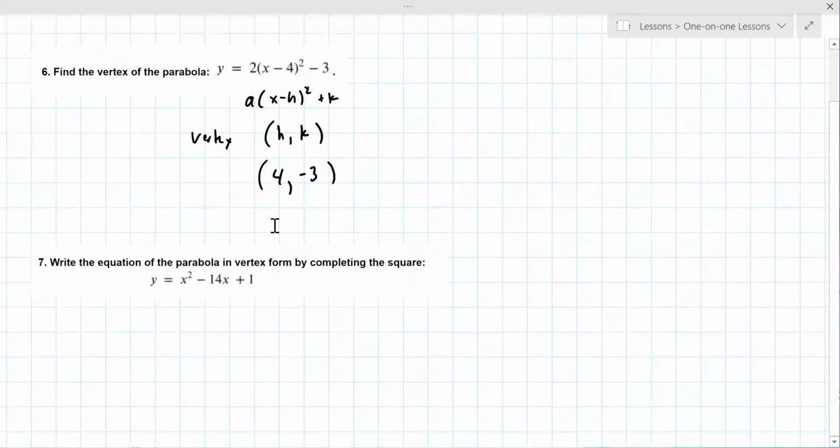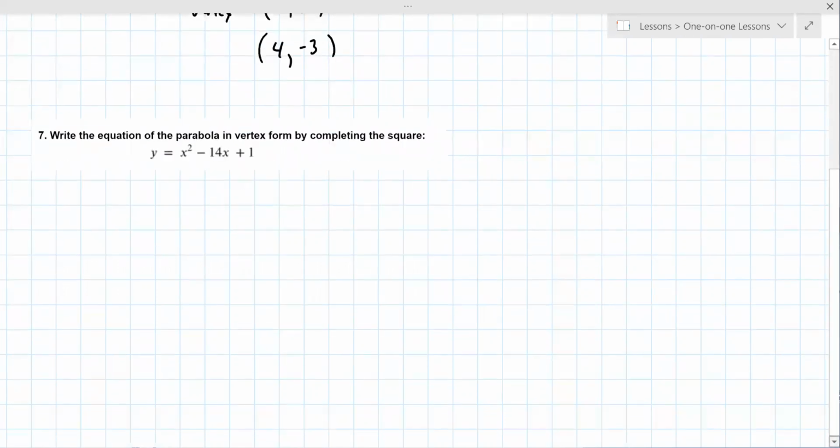Sure. Thank you. All right, so we got a(x minus h) squared plus k. Vertex is 4. Oh, okay. I remember this. All right, now write the equation of the parabola in vertex form by completing the square.